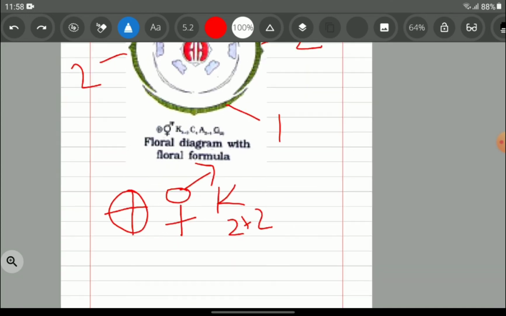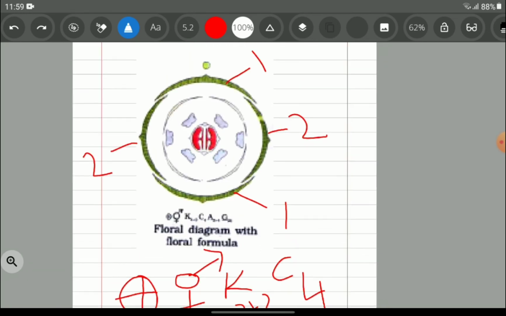You have to give importance also to the arrangement of the parts of the flower. So it is 2 plus 2. Why? Because 2 calyx are in one circle and the other 2 are in the other circle. Are you getting it? Next comes the corolla. Corolla is C and then it is 4. That means there are 4 petals and they are in one circle. See over here, so nicely drawn, it's in the same circle. So let us mark it as the third circle.